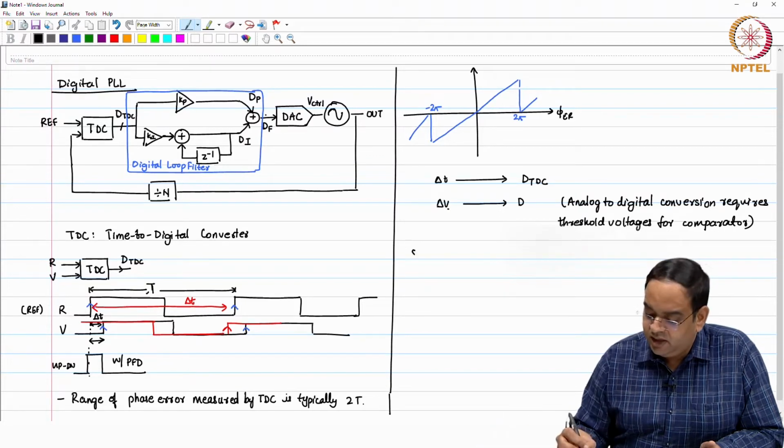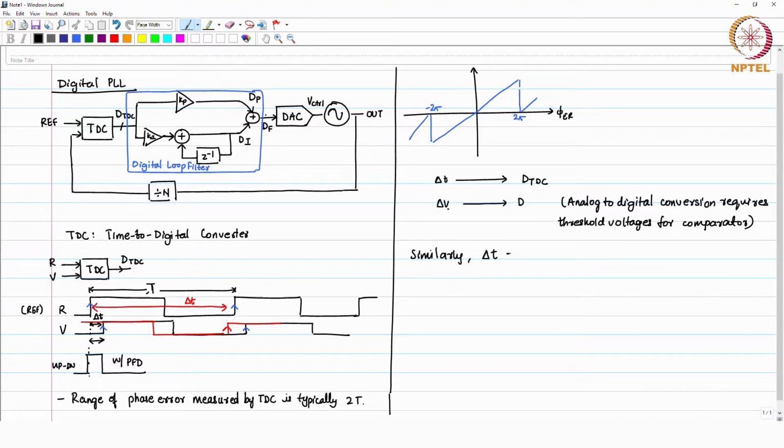Okay. Similarly, delta t to TDC, DTDC, requires your resolution delta t, you can say LSB or delta t threshold, delta t resolution or delta t LSB. To convert this delta t to TDC requires some kind of delta t resolution, okay, or delta t LSB, which what it means is the following.